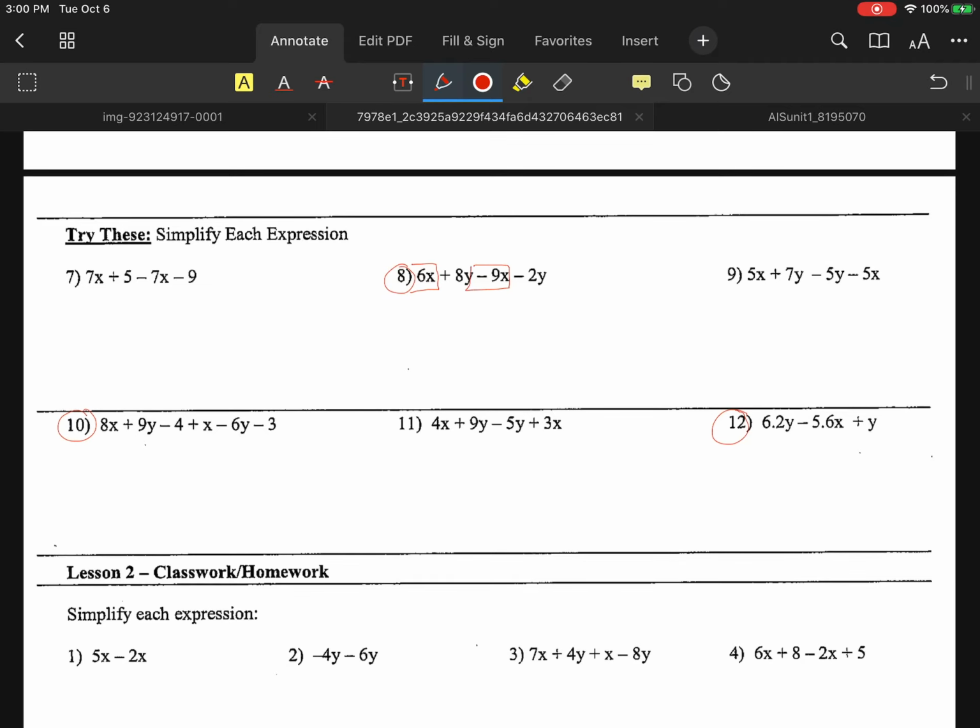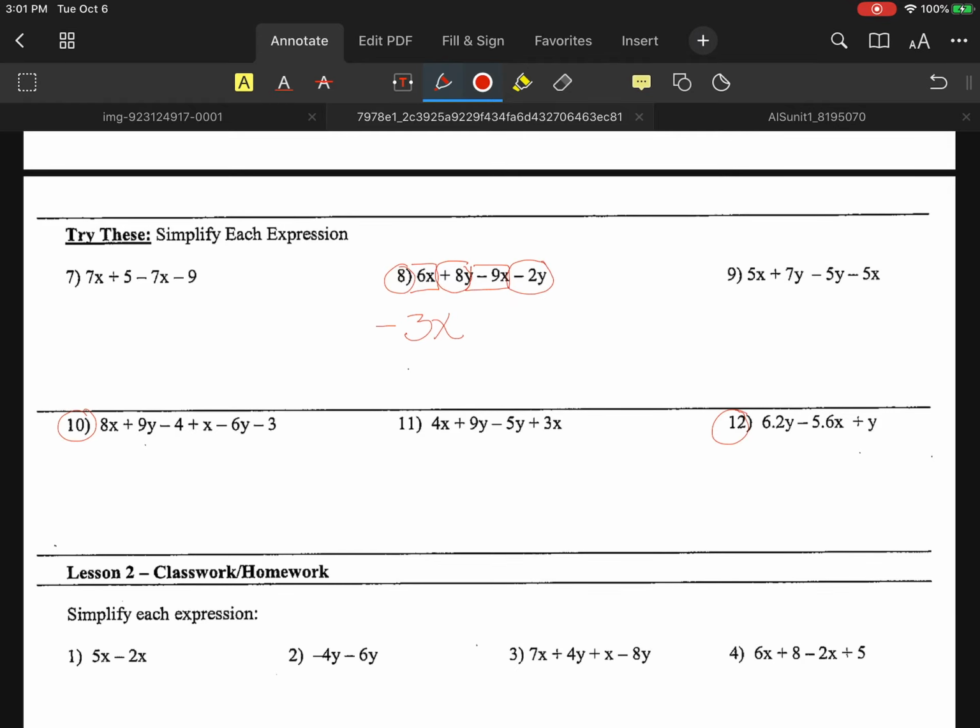So looking at number 8, I skim through the problem. I have a 6x and a minus 9x. My 6 is positive. My 9 has a minus. Signs are different. I subtract. 9 take away 6 is 3. Those were my x's. I take the sign of the bigger number. 9's bigger than 6, and it has a minus, so it's a minus 3x.